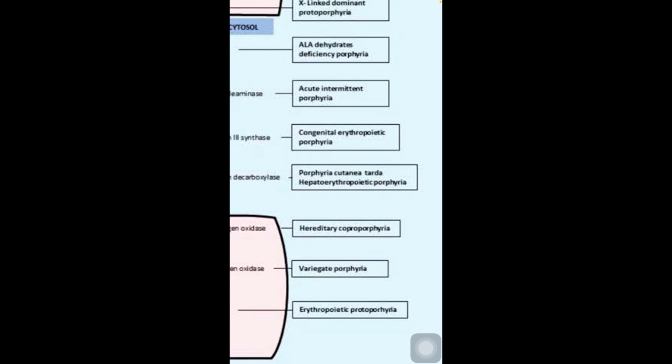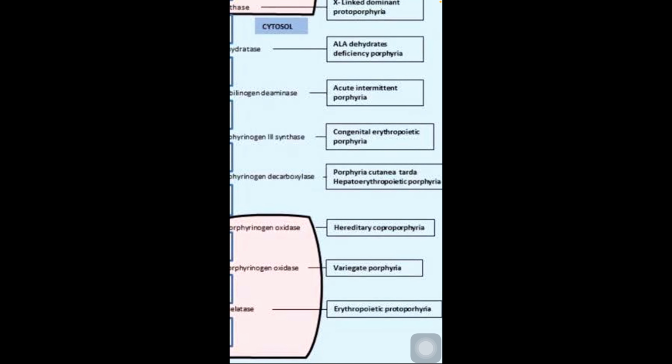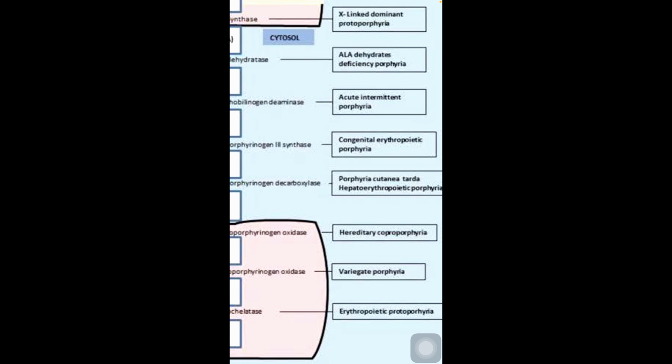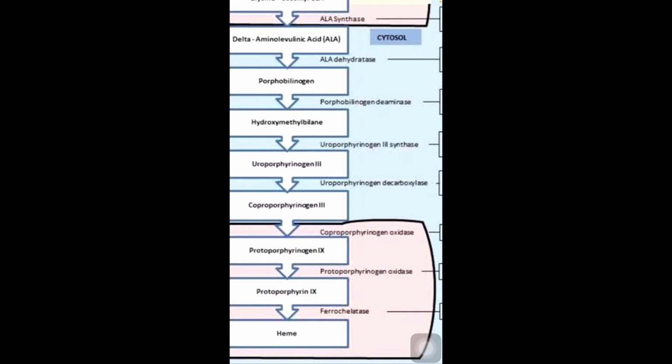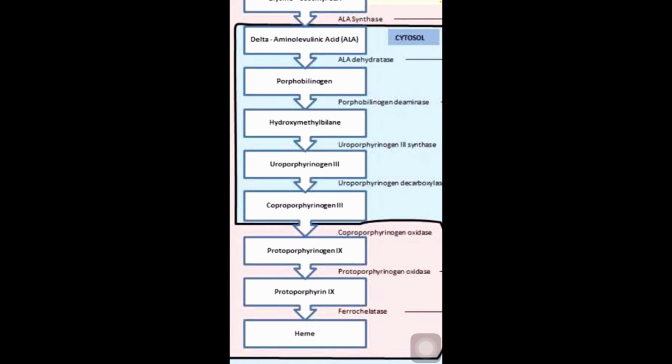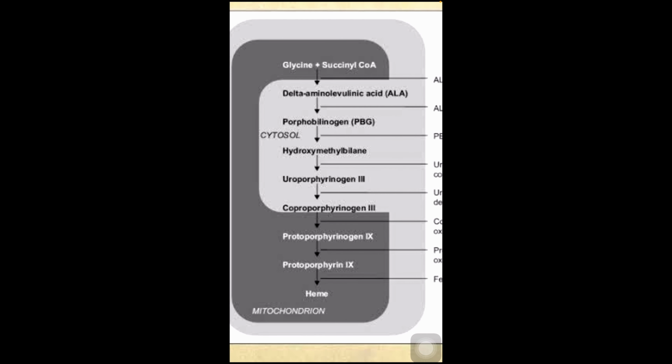And also we have the hereditary coproporphyria, and we also have the variegate porphyria, okay, which is the protoporphyrinogen IX to protoporphyrin IX. Okay, so over here is the same thing.